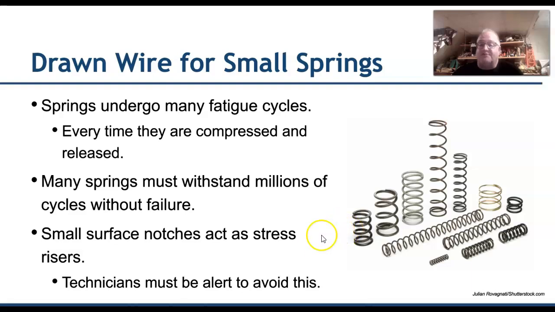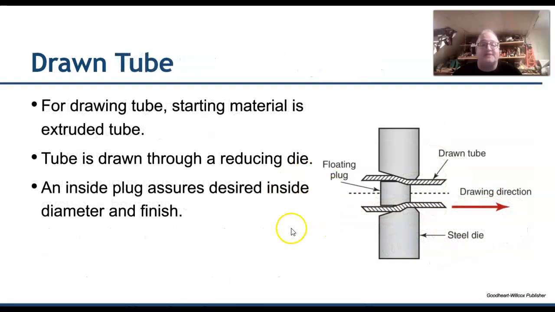Some drawn wire for small springs is just another application here. At the same time while that wire is being pulled and drawn through, it can go through a coiler and be turned and spun to actually get the spring shape out of that as well. Here's an example of a draw tube. Again, with a floating plug and your tube with the steel die, it's just a way to reduce that material and that tube as it's going through this equipment.